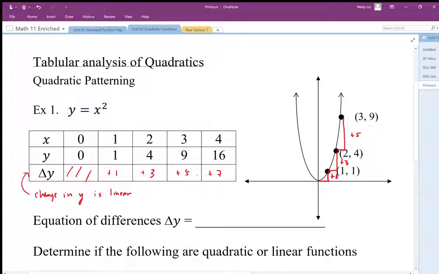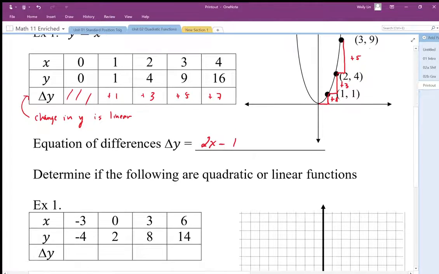And in fact, we can come up with an equation for these changes. And the equation for the change in y is linear. It looks like it has a slope of 2. Okay, so it's going to be 2x. And if we go with this x coordinate here, we'll go 2x minus 1. So when x is 1, the change is going to be plus 1.